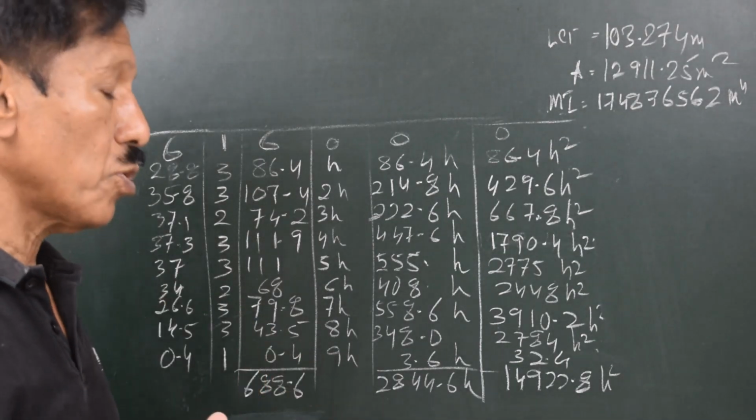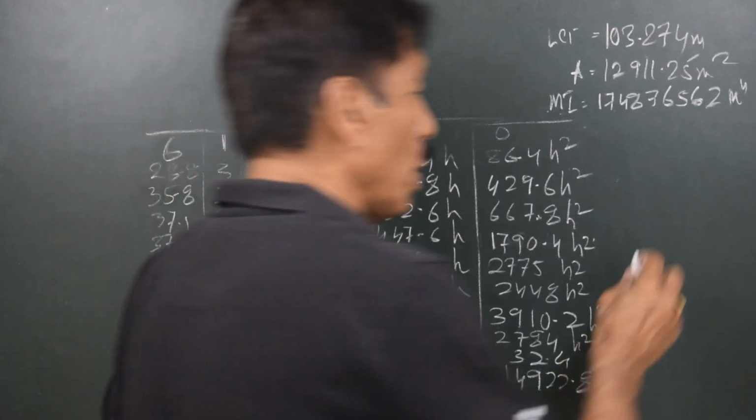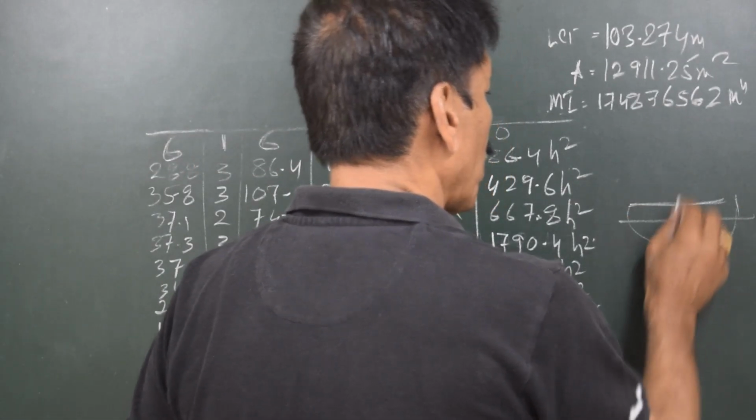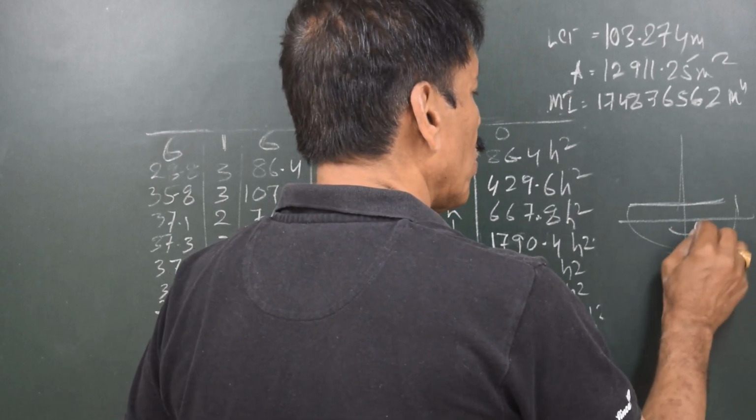Now BM transverse. BM transverse is all about rolling. I tell the candidates, when the vessel is rolling, suppose this is the water level, the center of buoyancy goes in a swing.